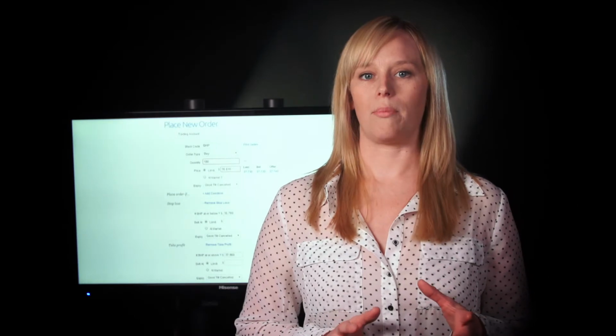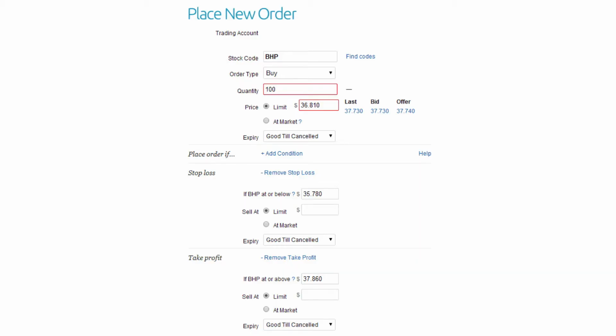So how do conditional orders work? First, you need to have all your price data available. Your initial entry price, a profit target, and finally a stop loss. Let's look at an example. At the top, I'm placing an order to buy 100 BHP shares at a price of $36.81. I then place some conditions on the order.